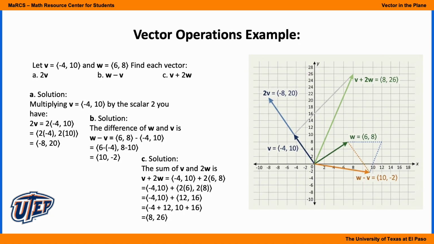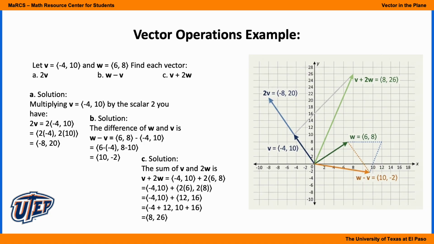Now for part B, we're supposed to subtract the vector v from the vector w. So we can set up our two vectors, and we will subtract each of the components. So for vector w, we have <6, 8>, and we'll be subtracting from that the vector <-4, 10>. So we will do it component-wise, so 6 minus -4, and 8 minus 10. So that'll give us <10, -2> for the vector w minus v.